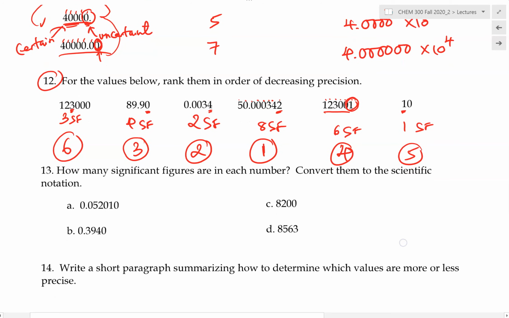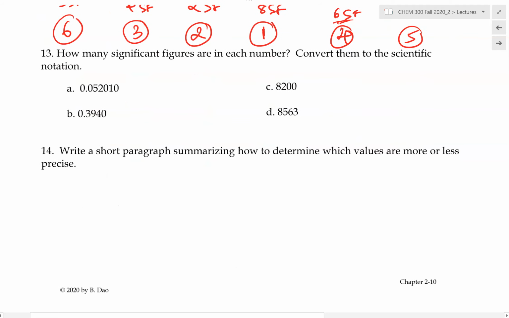And again, please take notice that it's not just how many sig figs a value has that determines how precise it is. It depends on where the uncertain digit exists. Please try the rest of these 2 problems.